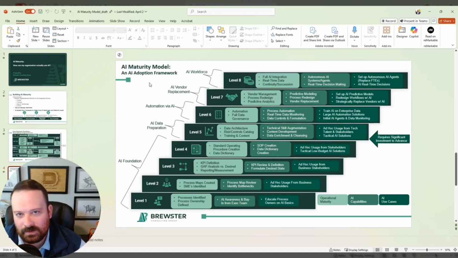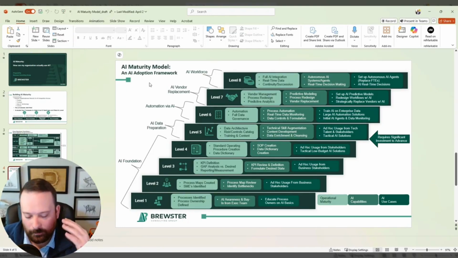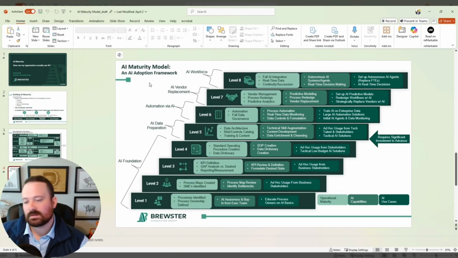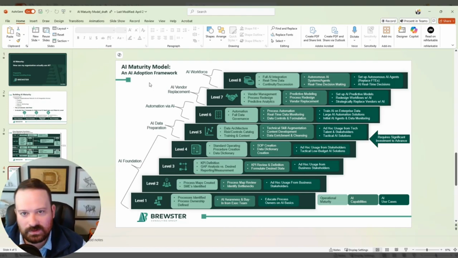And today we're going to talk about level 7 in our AI maturity model, which is AI vendor replacement. As a quick reminder, in our past videos, and if you haven't seen them, go check them out, we first talked about levels 1 through 4, which is AI foundation.